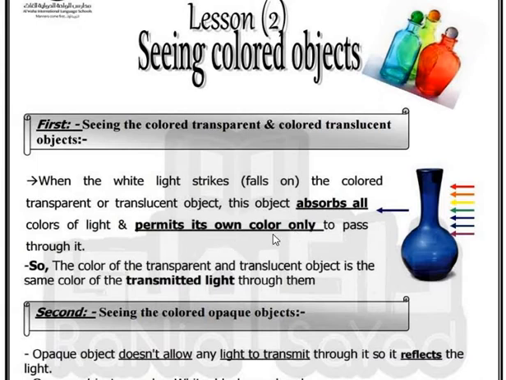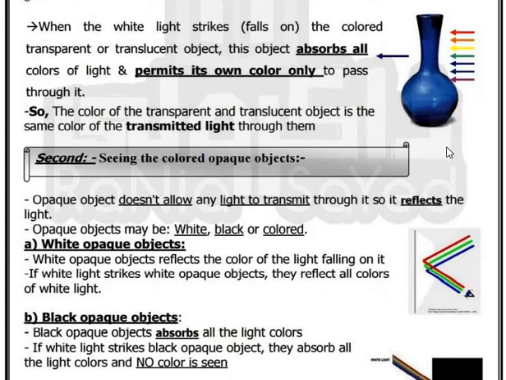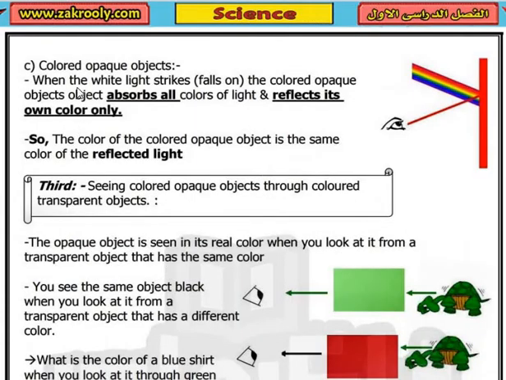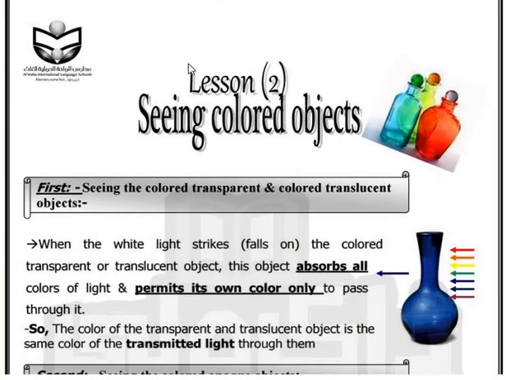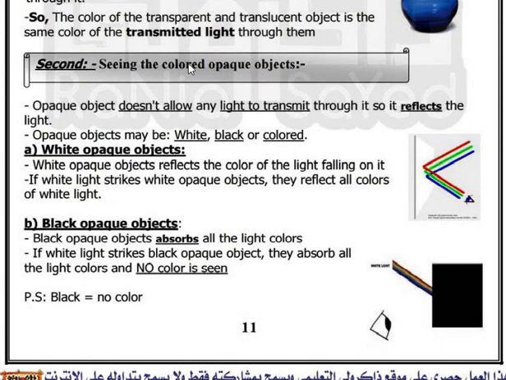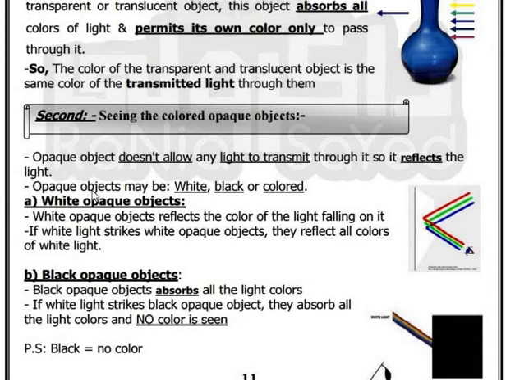Then we will move on to the opaque object. There are 3 types of opaque object: the white opaque object, the black opaque object, and the third one is the colored opaque object. We will study each one of them together. First we will talk about the white opaque object and learn together what happens with it.